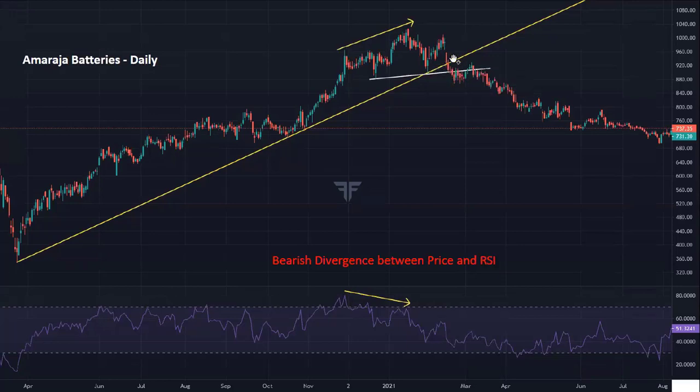And that confirmation came when price broke below this rising yellow trend line and also went on to break this neckline of the head and shoulder, this white neckline. So there is a bearish divergence in price, and going forward, the price is breaking below the yellow trend line and also breaking below the white neckline of the head and shoulder pattern. So here we have a confirmation in price. So this is where you'll be looking out to short the security. As you can see, going forward, there was a nice decline in the price of Amaraja Batteries.